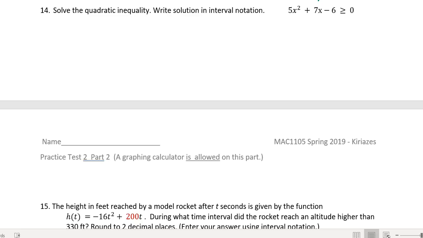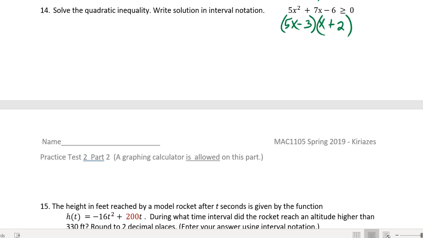Number 14 wants me to solve the quadratic inequality. So when we're solving a quadratic inequality, we always want to move our variables to the left, and we want to have it equal to 0 on the right. The next thing we want to do is find those intercepts. The way we find our intercepts is we use the quadratic formula, or we can use the zero factor property. So I'm going to try the zero factor property first.